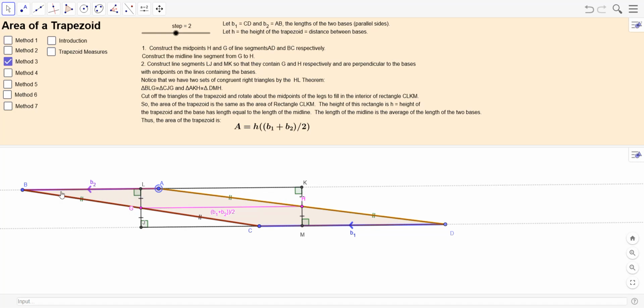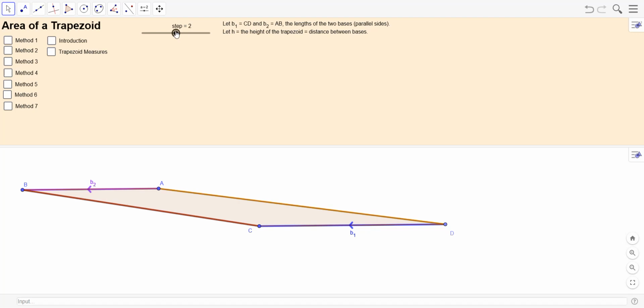Again, the part that's cut off here could go down here, and the part that's cut off here could flip up there, and you got a nice little rectangle. And you could write it like this. So what's the height of it? Well, it's just the height of the trapezoid, but the length of it, or the base of it, is the average of the two bases, the length of the midline. Okay, that was method 3.